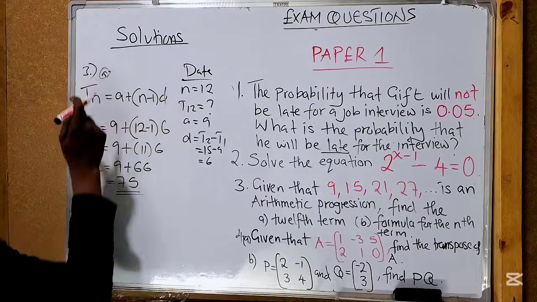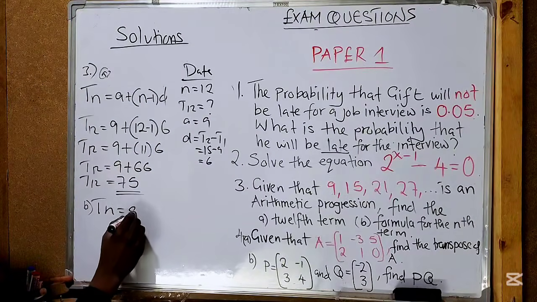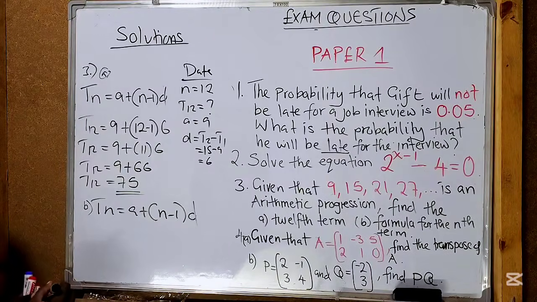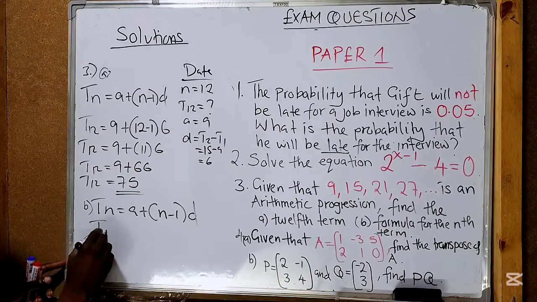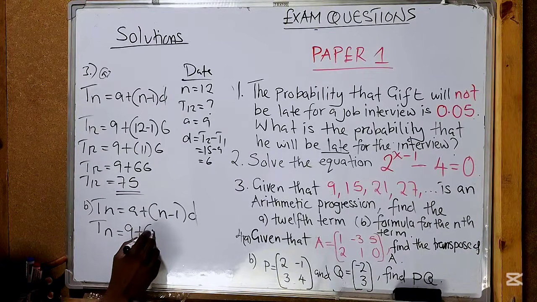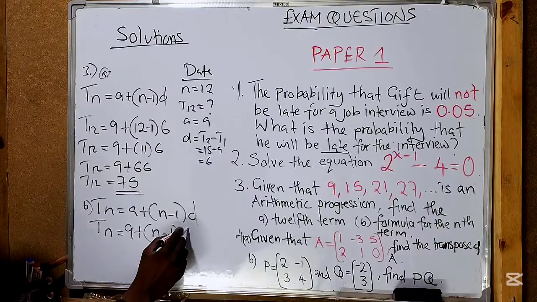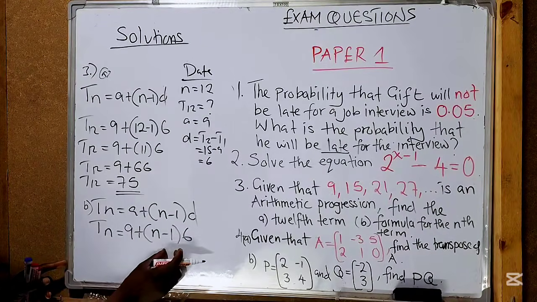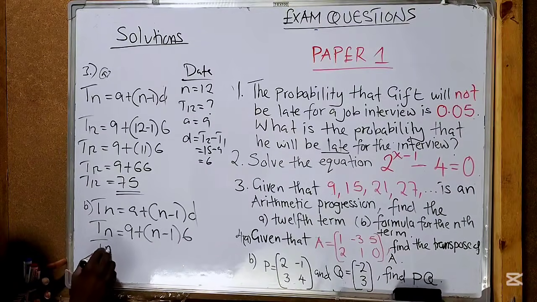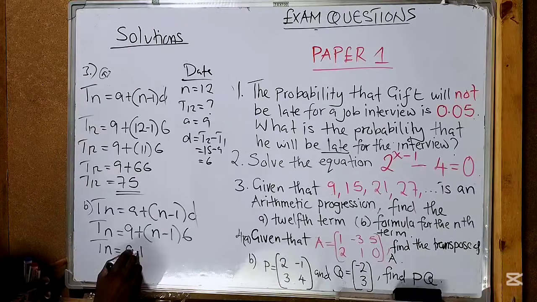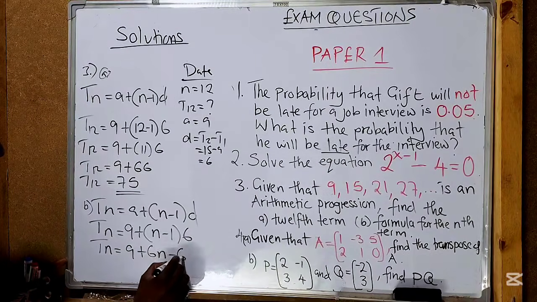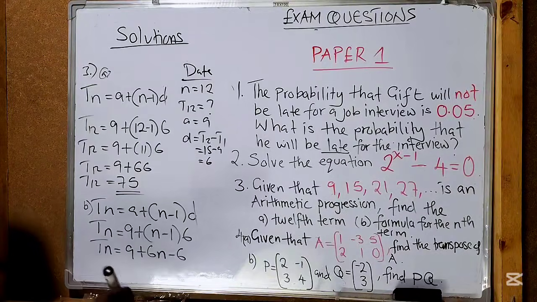Use the same formula here. Tn is equal to A plus open bracket n minus 1 close bracket D. All right. The nth term, n we don't know. First term is 9 plus n minus 1, we don't know n. D is 6. We can't subtract these unlike terms, so we can just expand. So we have 9 plus 6 times n is 6n, 6 times negative 1 is negative 6. Collect like terms.